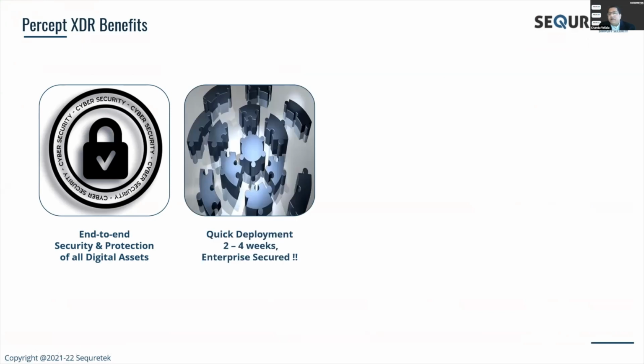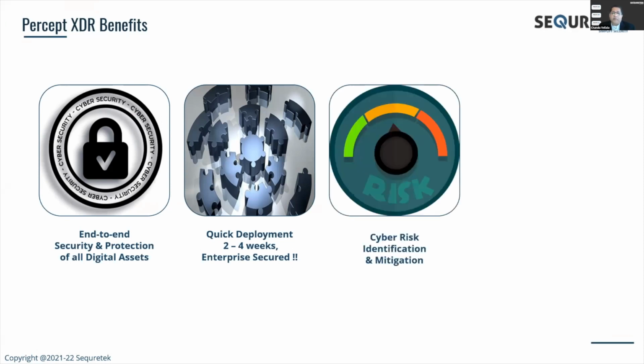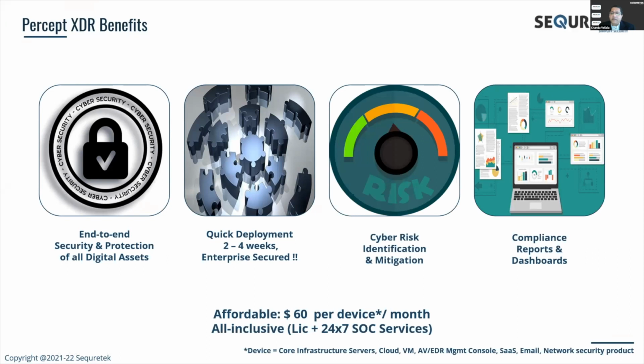Okay. And the benefits are complete end-to-end protection of all your digital assets and quick deployment: 2 to 4 weeks, your entire enterprise is going to be secured. How about that? You can't beat that. The reason is we have API connectors, over 500 connectors built already to every device that you can possibly think of. And any new device, it takes 2 weeks for us to build. It's complete cyber risk identification and mitigation, your full dashboards, very affordable, $60 per device per month, which includes the whole enchilada for you, licenses and 24/7 SOC services.